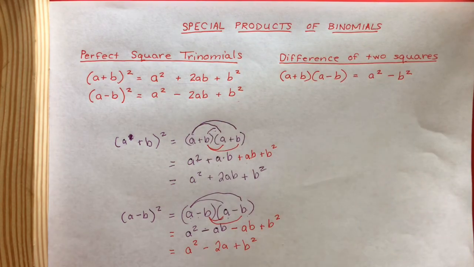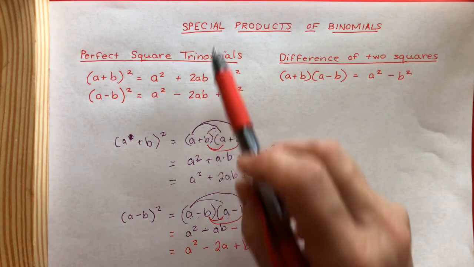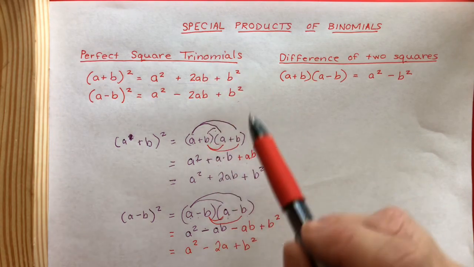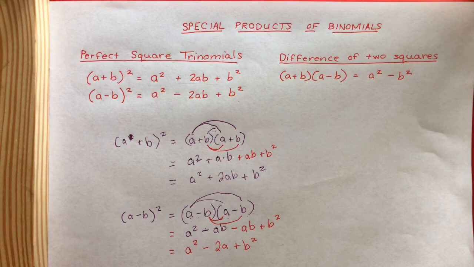We're going to worry about the difference of 2 squares later, but I want you to make sure that you understand how we get these 2 formulas. In the next video, we will look a little bit more at how we can use these special products formulas to multiply some binomials.